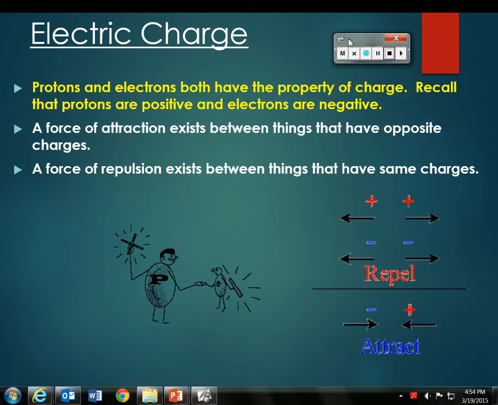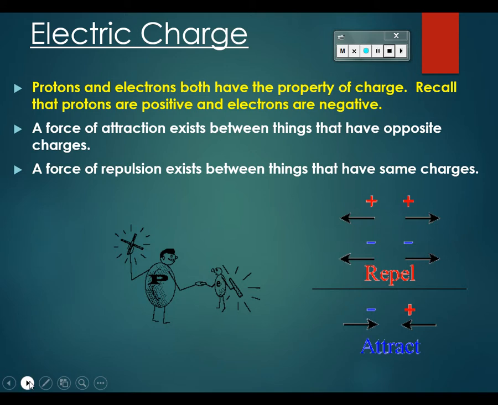Okay, we're going to start with an electric charge. An electric charge is both evident in protons and electrons. Remember, protons are positive, electrons are negative. The fact that they have a positive and negative means that they can hold a charge. What was that? Oh, we'll talk about attraction and repulsion later with magnets. We're not worried about that now.